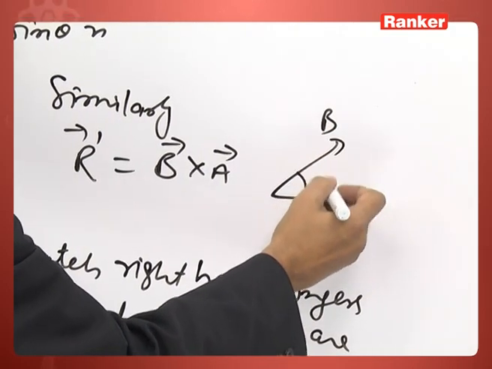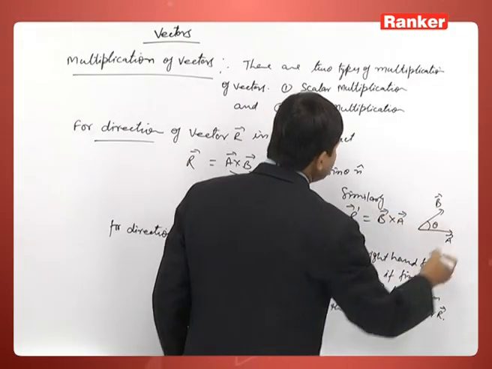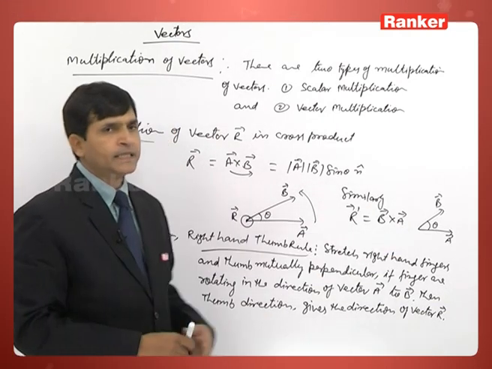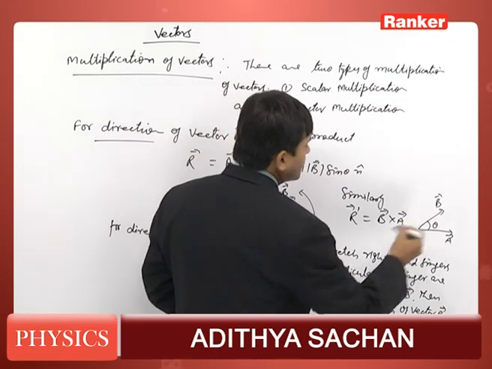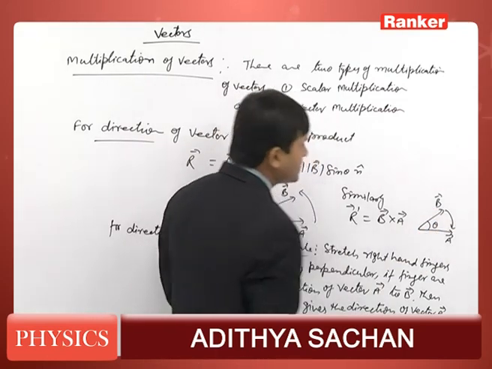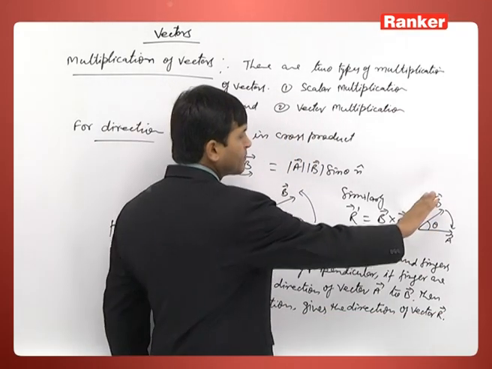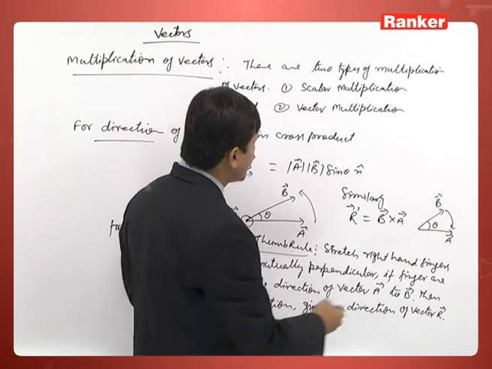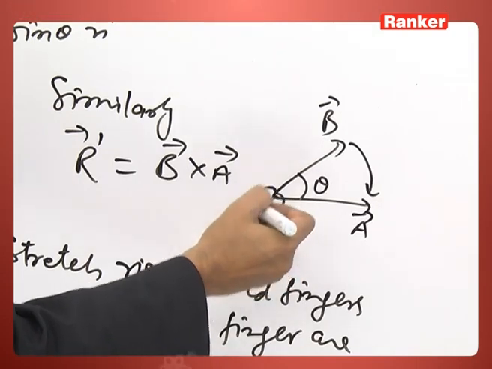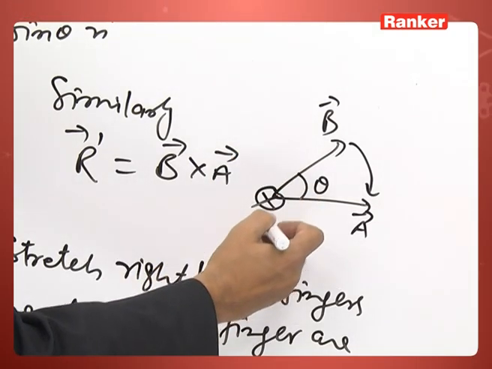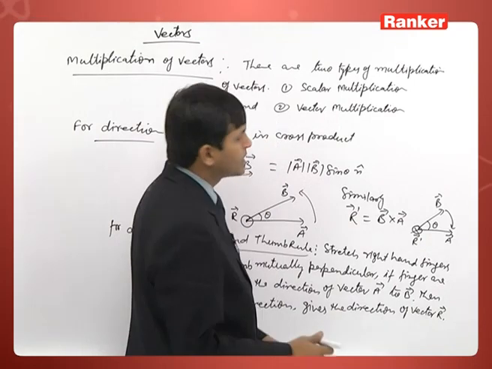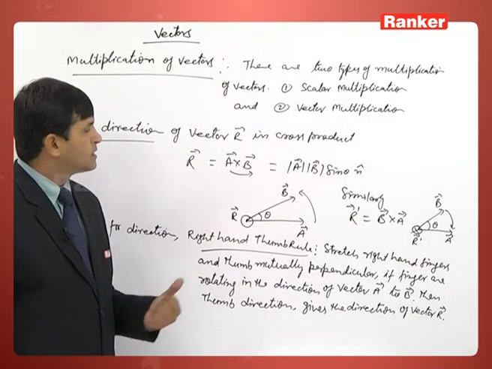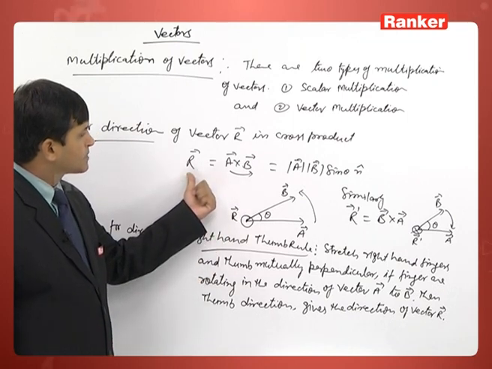A and b are in the same direction, but here our aim is the determination of b cross a. So, b cross a means our fingers should go from b to a. If the fingers go from b to a like this, where is the thumb? The thumb points inward, which is the cross direction. The cross gives the direction of vector r. In this manner we can determine the direction of vector r.